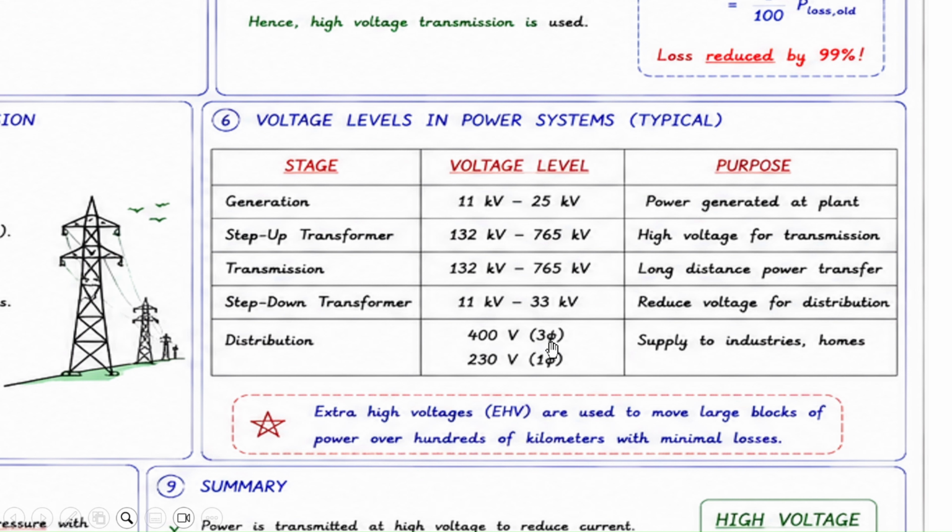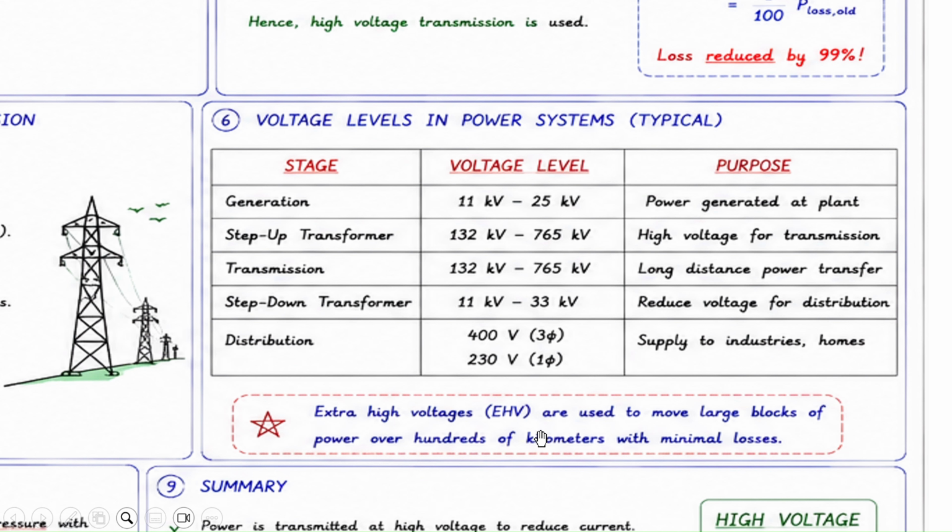For a three-phase system, it's 400 volts, and for a single phase, it's 230 volts, based on the UK standard. So this is in the distribution part. And extra high voltage lines are used to move large blocks of power, for very, very long distances. Basically, they're used in large geographic areas like the US.